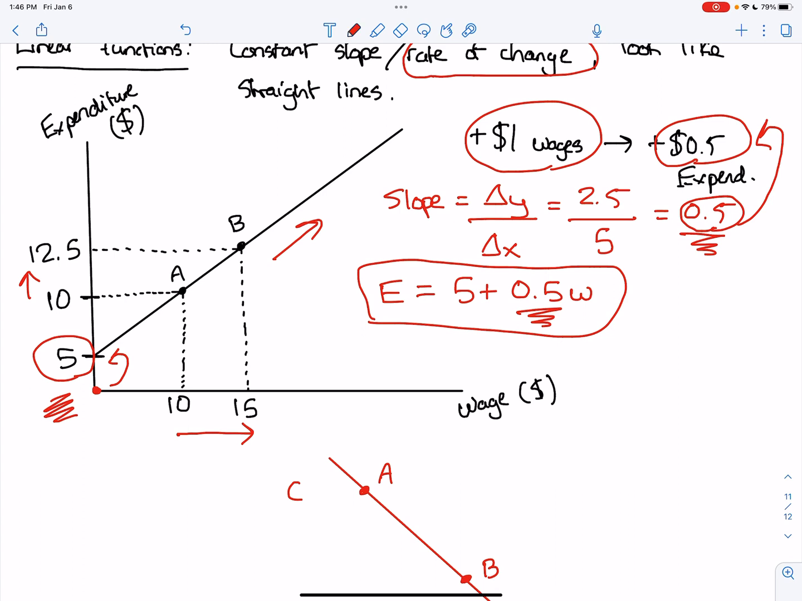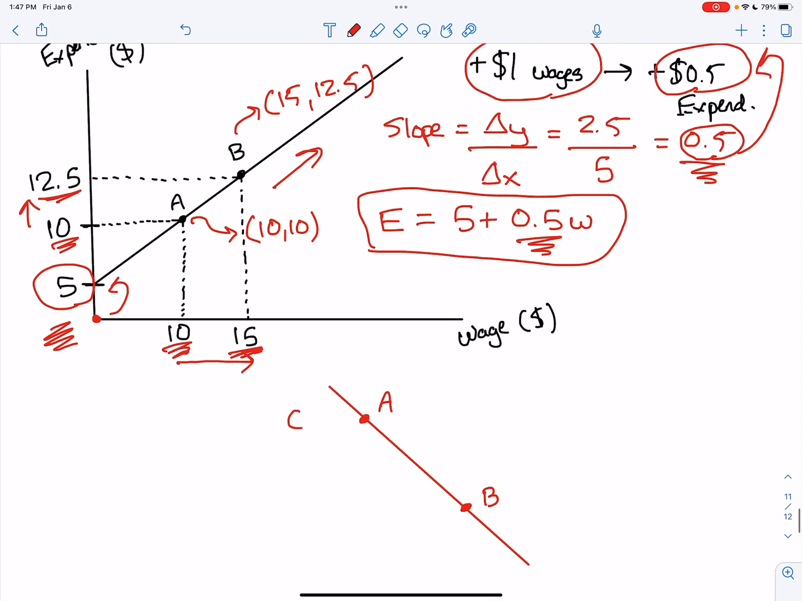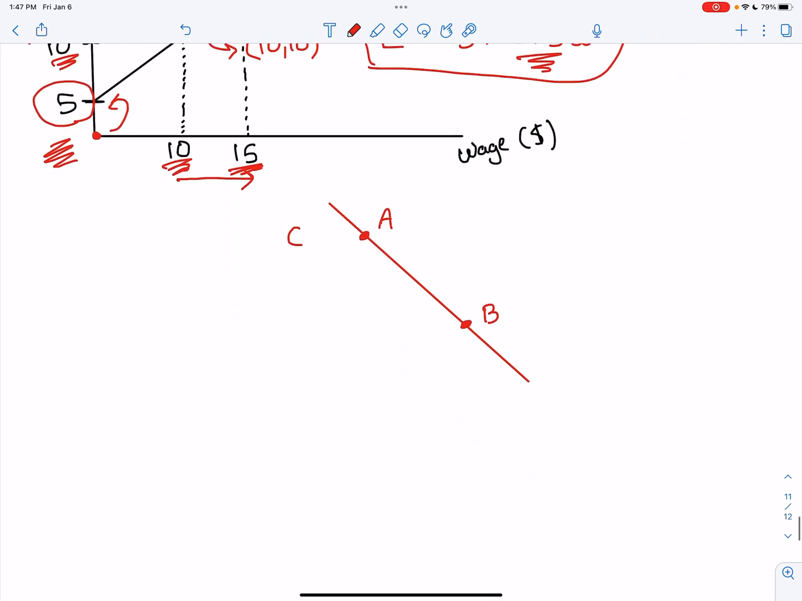Just for the sake of clarity of notation, point B here can also be denoted as (15, 12.5). 15 is the x-coordinate, 12.5 is the y-coordinate, and point A can be denoted as (10, 10), 10 being the x-coordinate, the other 10 being the y-coordinate. I just wanted to make that clear if you didn't remember that from high school math.